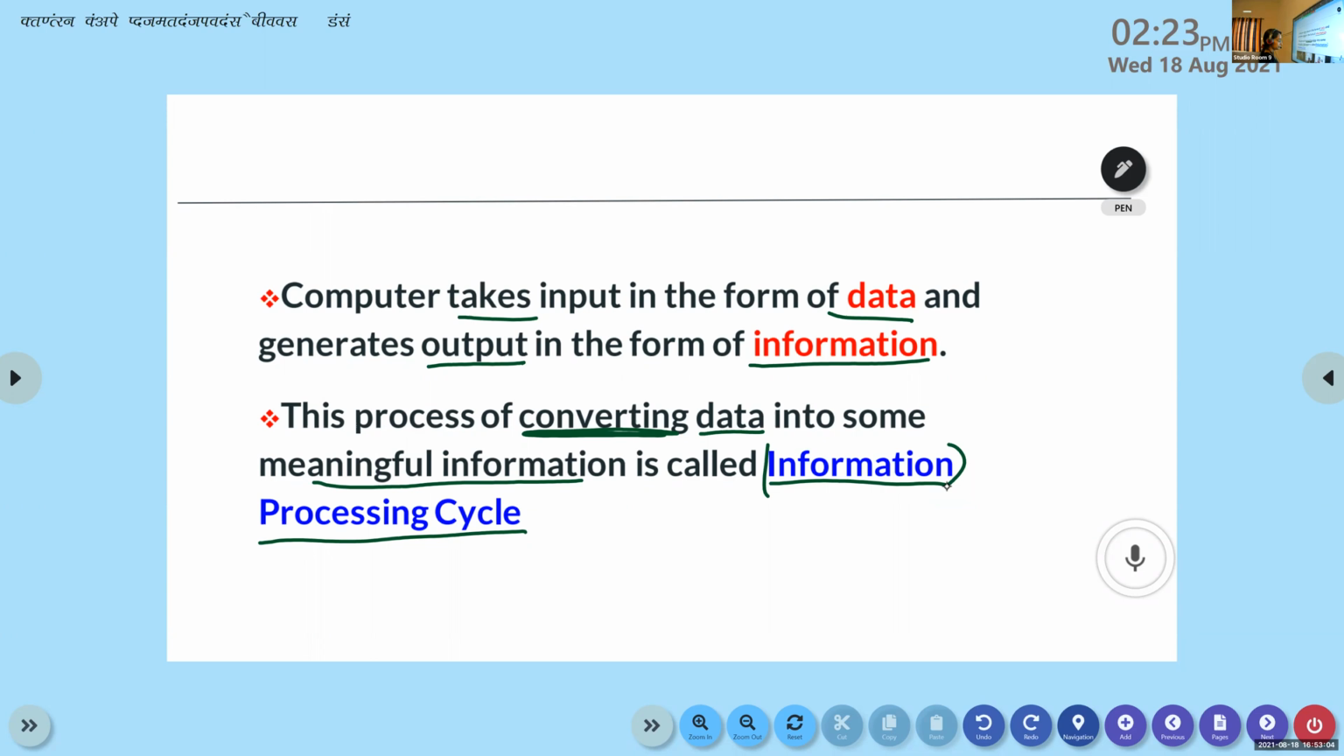Okay. So far we have discussed about computer, what is a computer. Then we have discussed about data and information. Now we are discussing about information processing cycle, the process of converting data to a meaningful information. Okay? Is it okay or not? Yes, ma'am, it's okay.